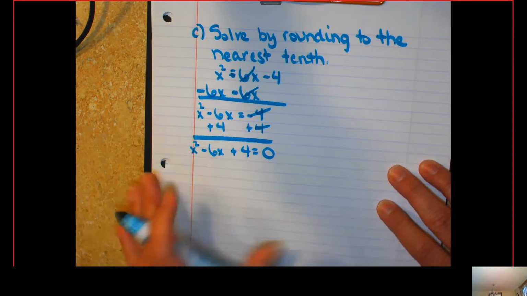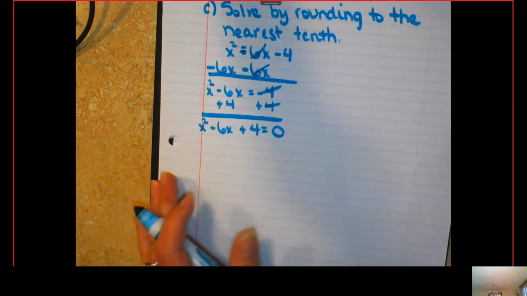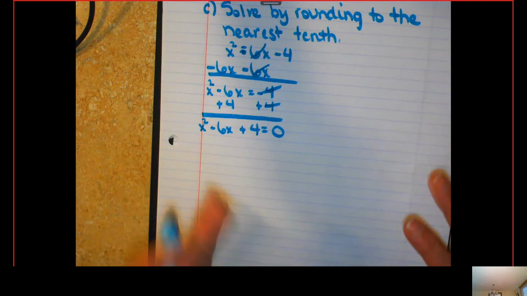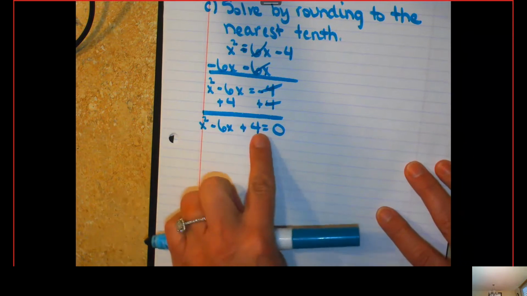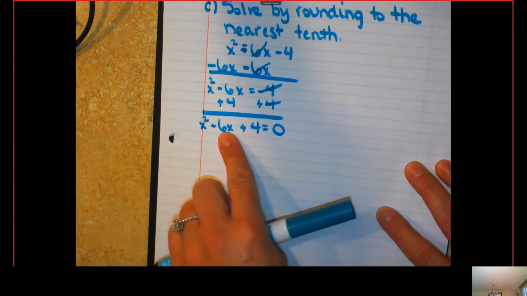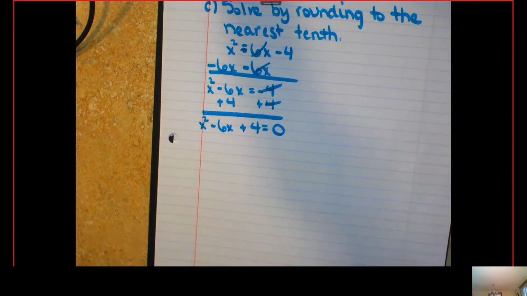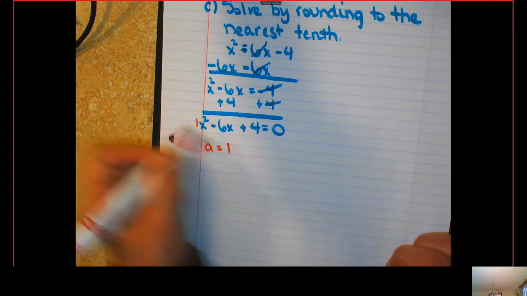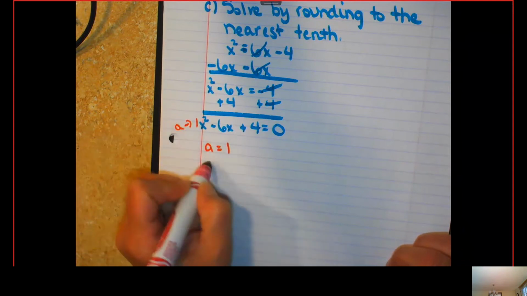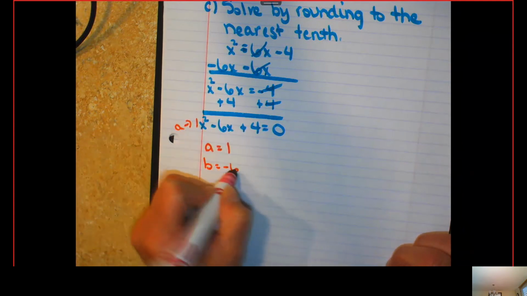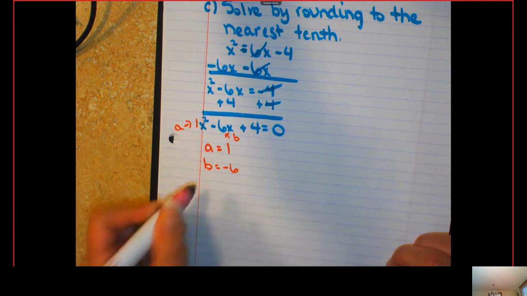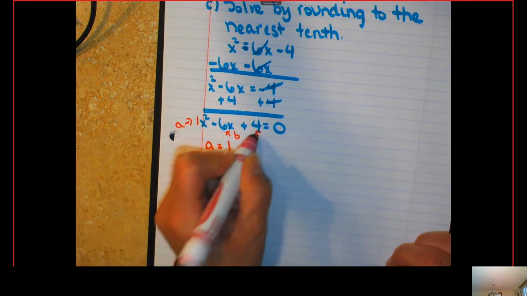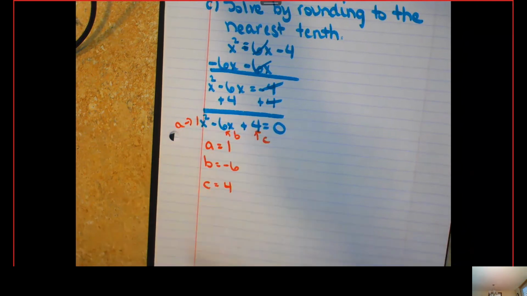I have to use the quadratic formula here, or I could do completing the square, because I cannot factor. There are no factors of 4 that add up to 6. So we're going to use the quadratic formula. So I'm going to do my a, b, and c values. a is my 1, that's in front of the x squared. My b is my -6 attached to the x. And my c is the 4 that's at the end.